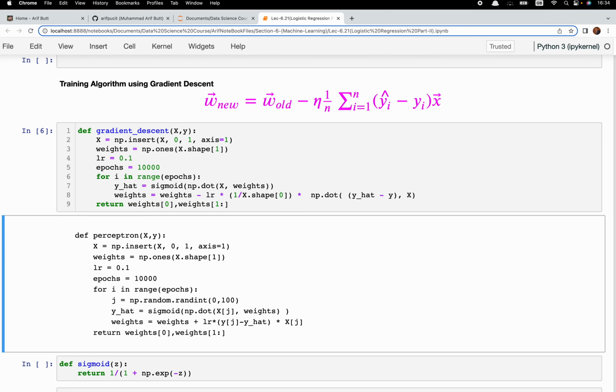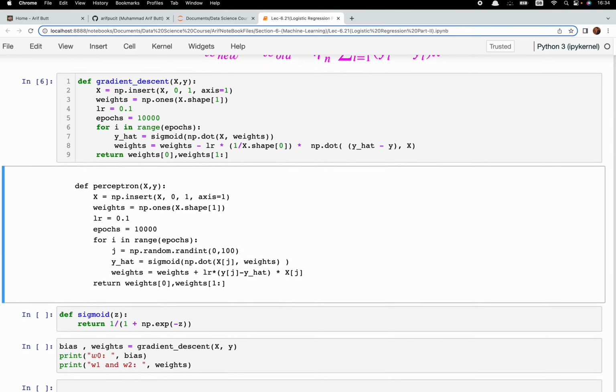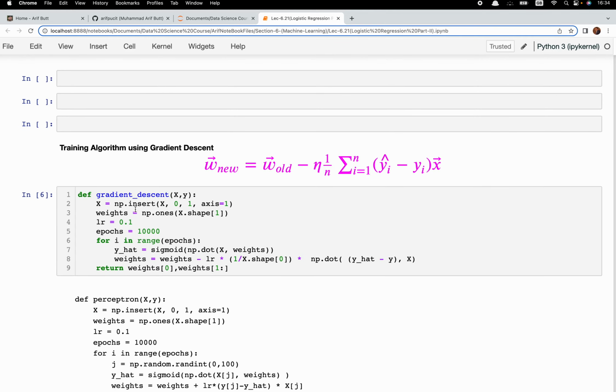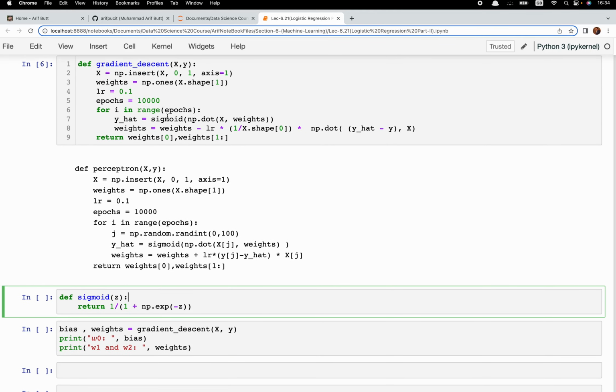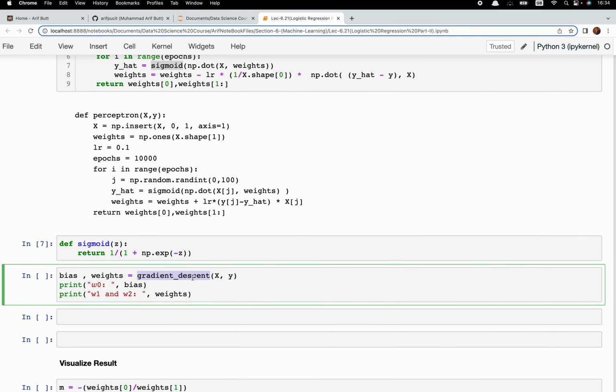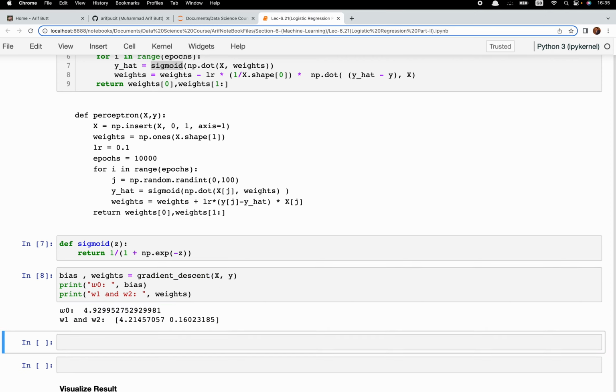Okay, so the code cell has just the definition of the sigmoid function, so nothing happens. This code cell contains the definition of gradient descent, which is of course using the sigmoid function. I need to define the sigmoid function as well. Over here I am defining the sigmoid function, and in this code cell I am calling the gradient descent by passing it the x and y, and of course printing the bias and weights. Great. Note, since we have just two input features, we have two weights, W1 and W2, and this is the bias.